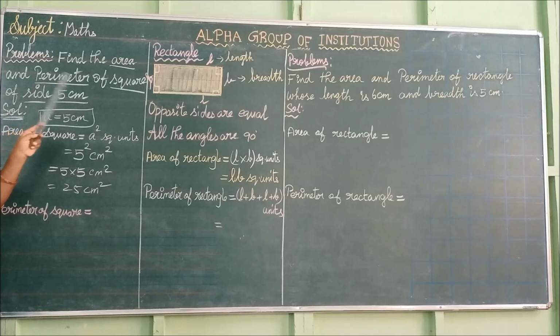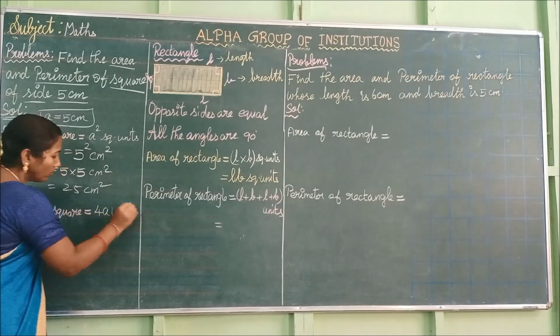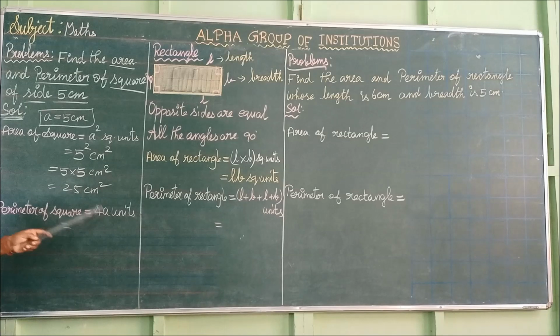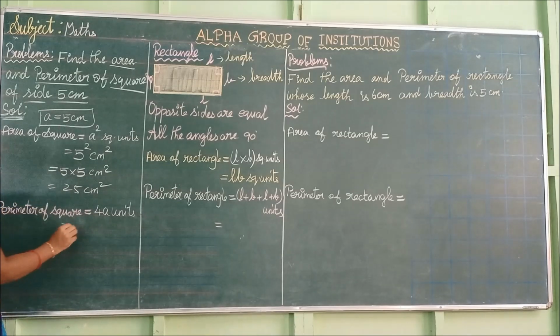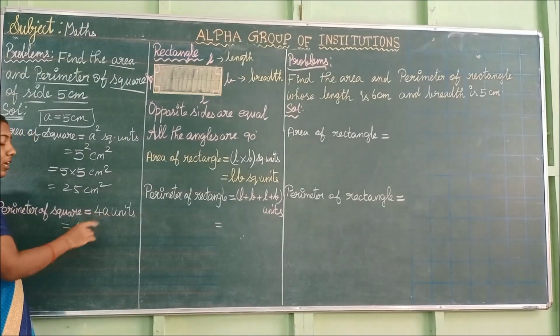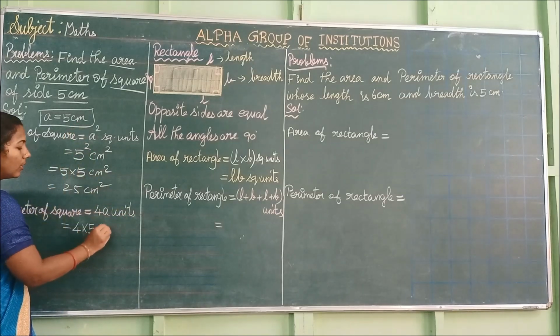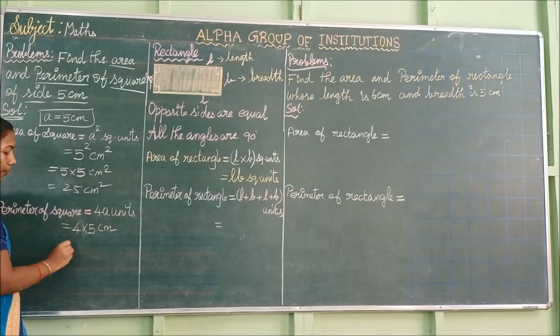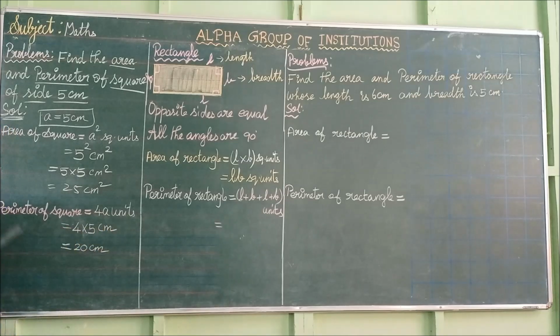Next we have to find perimeter of square. What is the formula for perimeter of square? Yes, 4A units. What is the value of A here? 5. So you have to substitute the value 5 instead of A. So 4 into, what is the operation between 4 and A? Yes, multiplication. 4 into 5. What is the unit here? Centimeter. Into 5 centimeter. 4 fives are 20. 20 centimeter. Thus we have found out perimeter of square equals 20 centimeter.